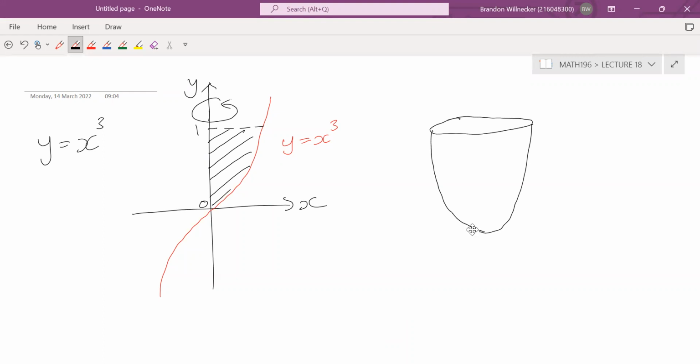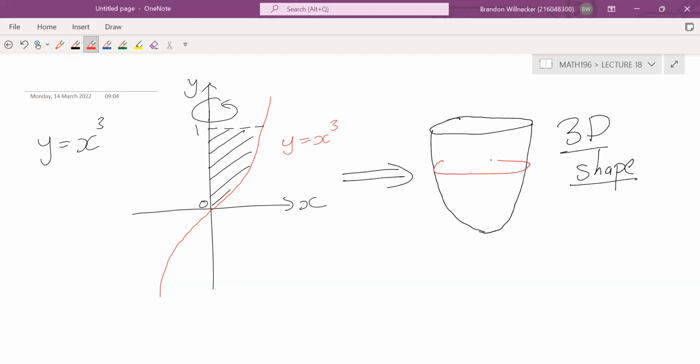Okay, you see, because y equals x cubed has a very similar shape to y equals x squared. So we end up with the same kind of 3D shape here. So from the curve, we get our 3D shape. We're going to do exactly the same thing as before. We're going to cut this into layers. So we've got a layer, looks something like this.